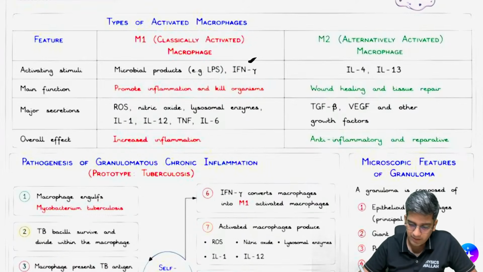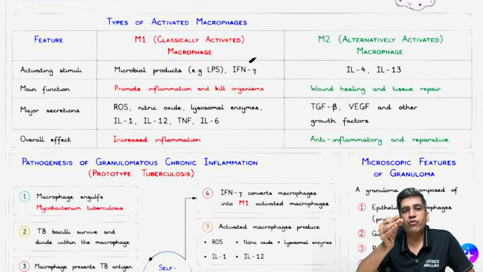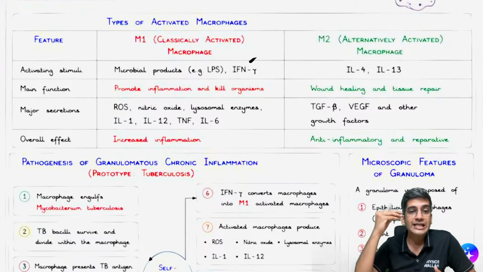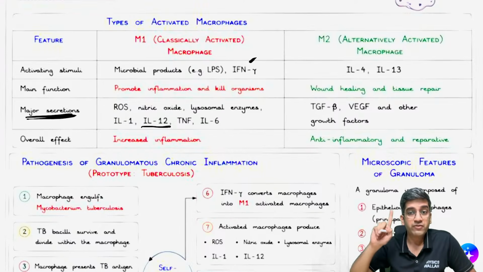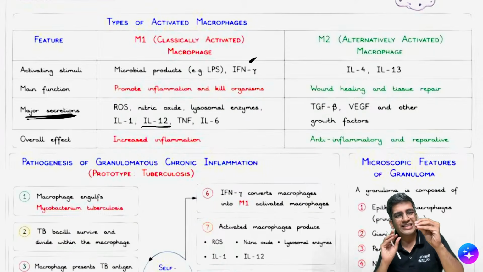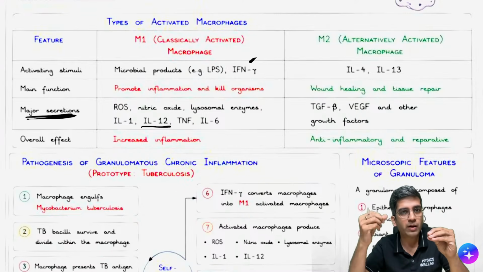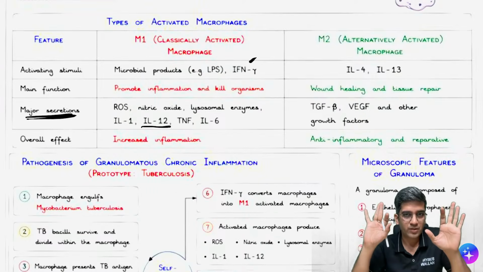Whenever I have microbial products, lots of lipopolysaccharide and interferon, a normal macrophage becomes an M1 activated macrophage. What's the role of them? They will promote killing of the organisms by increasing lots of interleukin secretion. See, the function is not phagocytosis, the function is secretion. Our ultimate goal is, I'm not able to kill this guy with a tiny bomb, so I create more and more in power and put an atom bomb and kill them. That's what the M1 activated macrophage does.